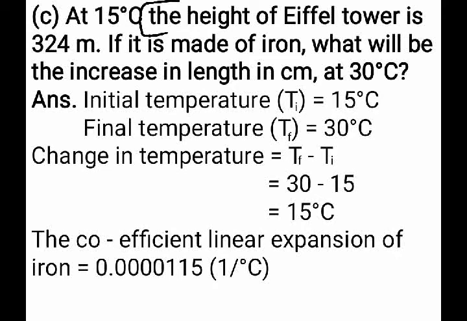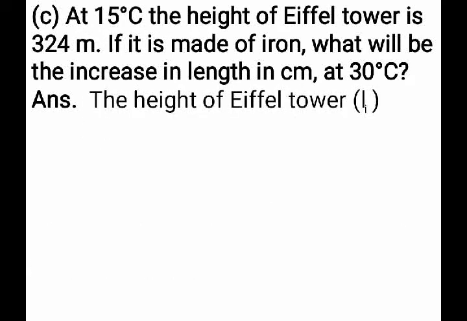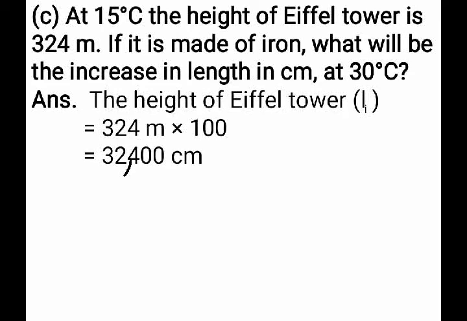The height of Eiffel Tower is given how much? 324 meter. So you have to write this statement. The height of Eiffel Tower, that is initial length, is equal to 324 meter. Meter you have to convert into centimeter. If you multiply by 100, we will get the answer in centimeter. 324 meter into 100, because 1 meter is equal to 100 centimeter. If you multiply 324 meter into 100, the answer will be 32,400 centimeter.